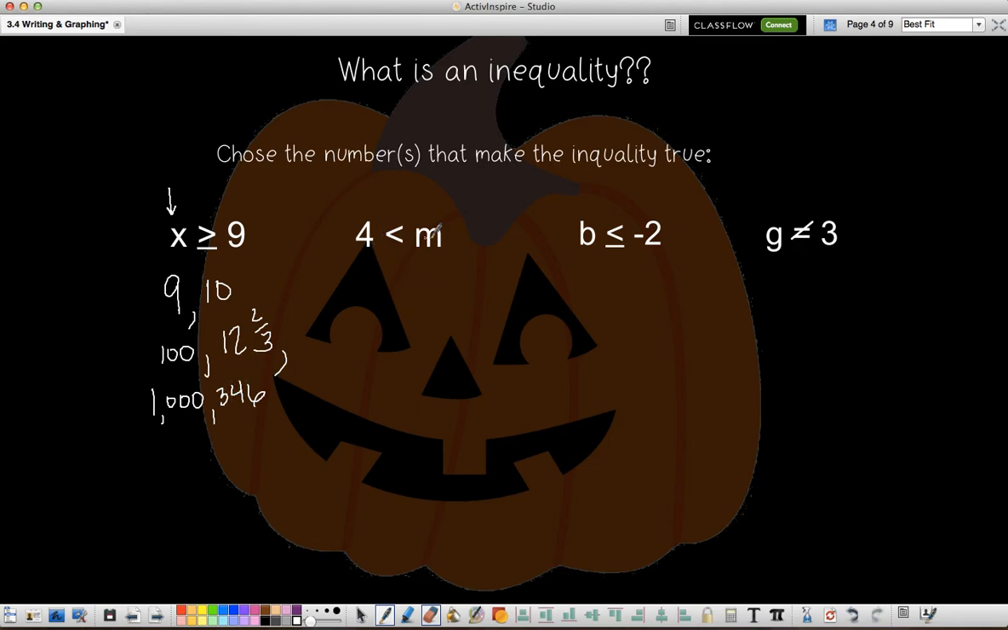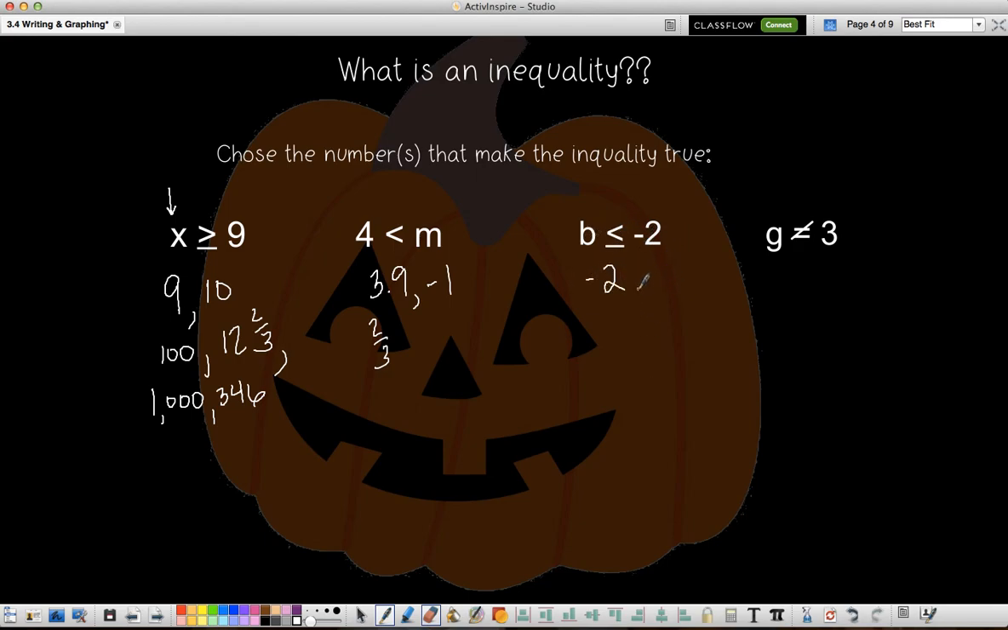So here we have 4 is less than m. So we look at 4. Well, there's no equal to sign here. So since it's not there, we can't use 4 as a solution because m cannot be equal to 4. It has to be greater than 4. So could I use 3 and 9/10? Absolutely, because that is less than 4. I could also use -1. I could also use 2/3. Okay, so it's all kinds of different numbers that'll fit this and make this true. Here we have b is less than or equal to -2.